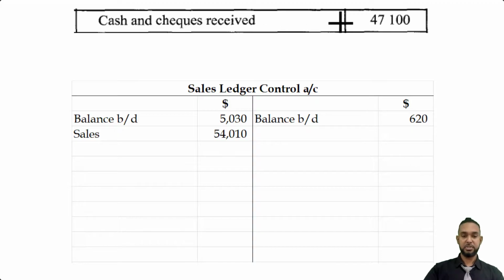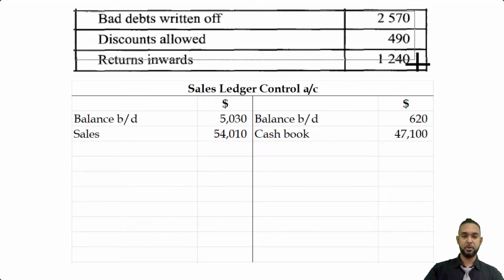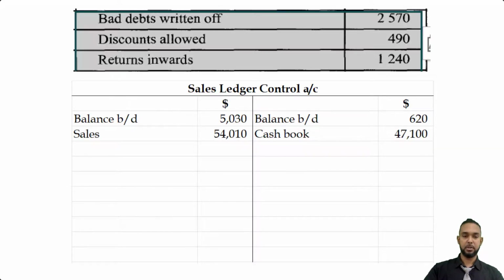So cash and checks received, 47.1. So when people pay us back, that's what the cash and checks received represent. When they pay us back, they are reducing the amount of money they owe us, which of course is a reduction in an asset, which is going to require a credit to the asset account. So you're just seeing cash book instead of cash and checks received. You can put cash and checks received or just cash book or receipts from debtors. Doesn't really matter. Okay, next we have bad debts written off, discounts allowed, and returns in.